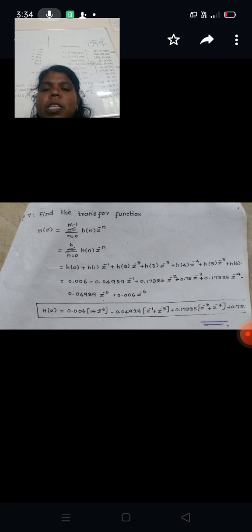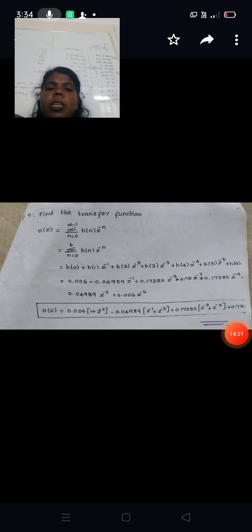That is h of z is equal to 0.006 into 1 plus z power minus 6 minus 0.04929 into z inverse plus z power minus 5 plus 0.17325 into z power minus 2 plus z power minus 4 plus 0.75.